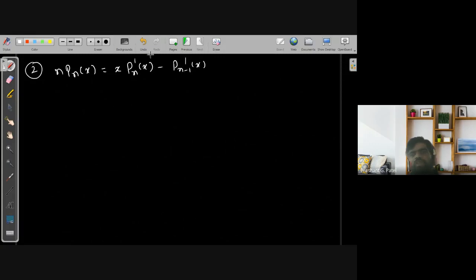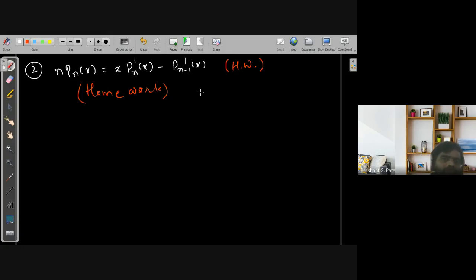Let us do the next. Second is n Pn of x is equal to x Pn dash of x minus Pn minus 1 dash of x. Here dash represents the derivative of that function. So that is what we need to prove here. And this is an exercise for you. I'm giving you a homework. You may try yourself. Use the generating function to prove, then differentiate that generating function with respect to x, and then compare the coefficients on both sides. That is the idea to do this.